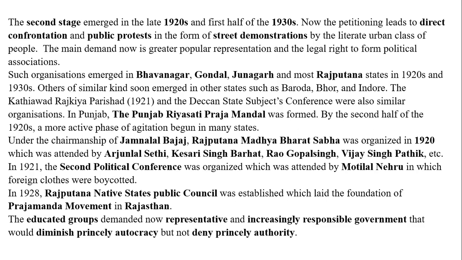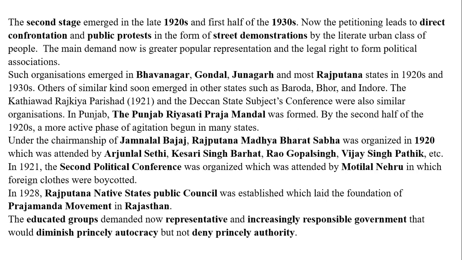Okay. And as I mentioned, Kathiawadi Rajki Parishad was formed in 1921, and the Deccan State Subjects Conference was also formed. In Punjab, you can see the Punjab Riyasati Prajamandal was formed. By the second half of the 1920s, an active phase of agitation began in many states. In Rajasthan specifically, Jamna Lal Bajaj, who was called the fifth son of Gandhi, organized in 1920 something called the Rajputana Madhya Bharat Sabha, which was attended by Arjun Lal Sethi, Kesari Lal Barhad, Rao Gopala Singh, and Vijay Singh Pathik.